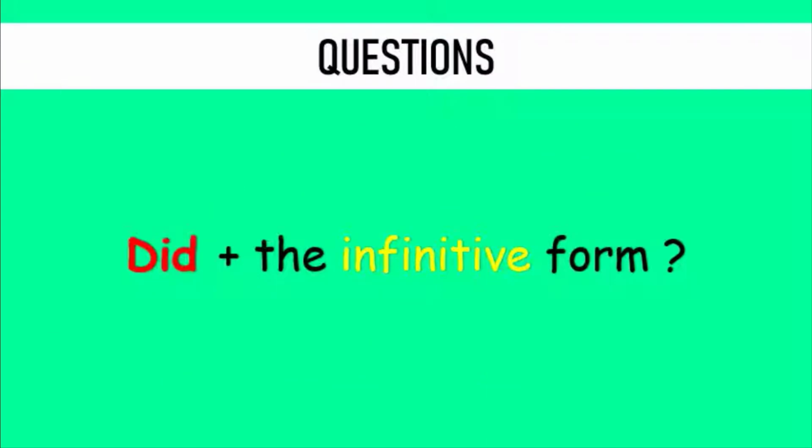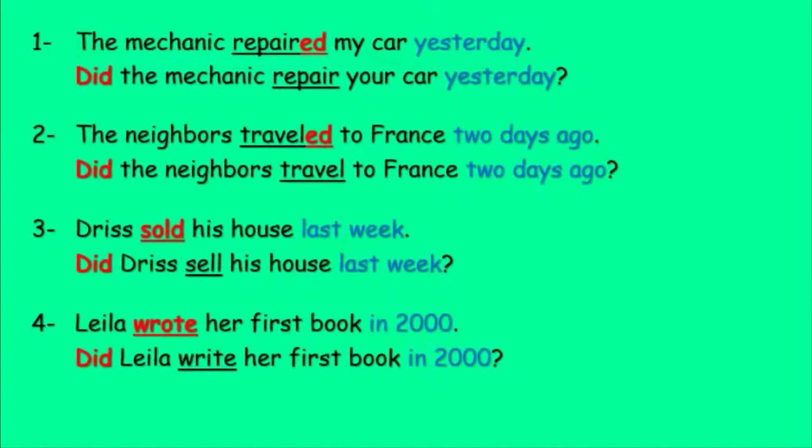Now, the question forms. We make the question form with did plus the infinitive. Let's look at some examples. The mechanic repaired my car yesterday. The question is, did the mechanic repair your car yesterday? Number 2, the neighbors traveled to France 2 days ago. Question, did the neighbors travel to France 2 days ago?